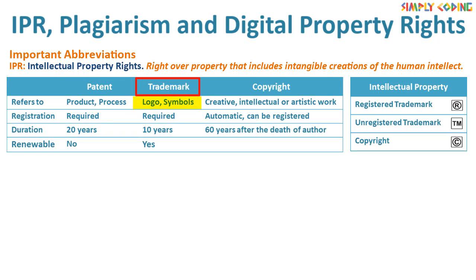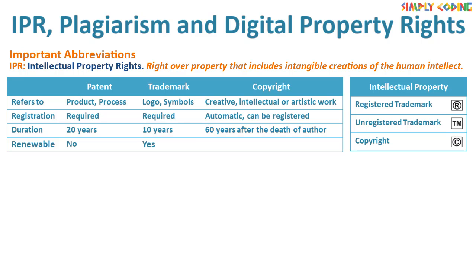A trademark is a distinctive sign, label, logo, name or slogan which identifies a product or service. It needs to be registered. The initial term is for 10 years, but it can be renewed after that. Copyright typically applies to a wide range of creative, artistic or intellectual work like books, music, movies, etc. It automatically comes into force when it is created and lasts for 60 years after the death of the author.